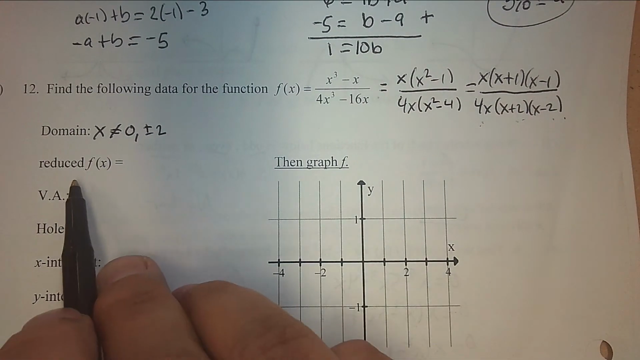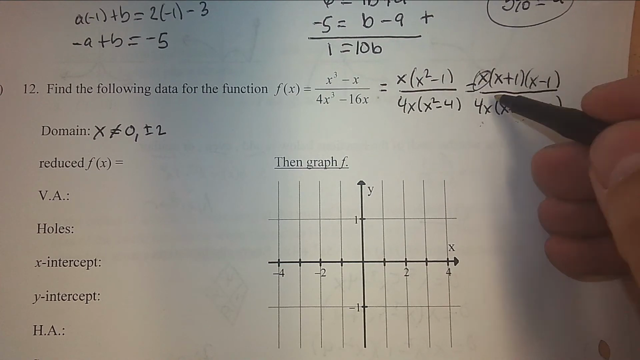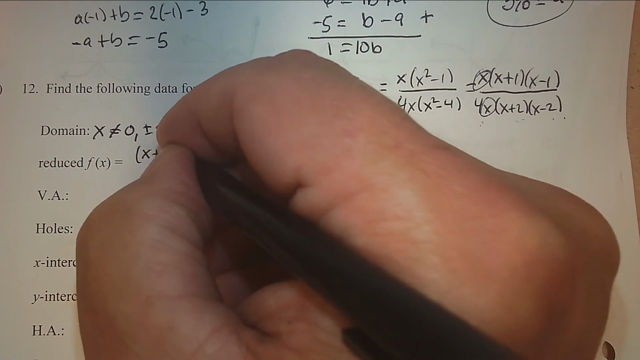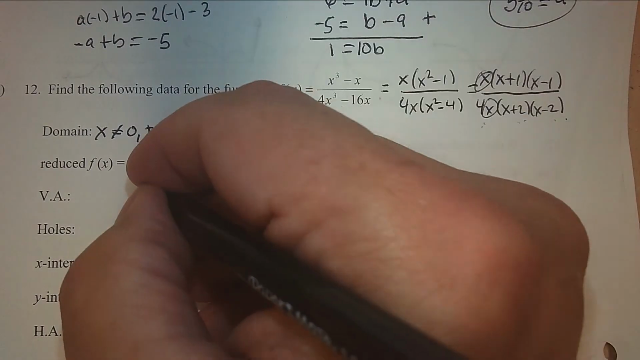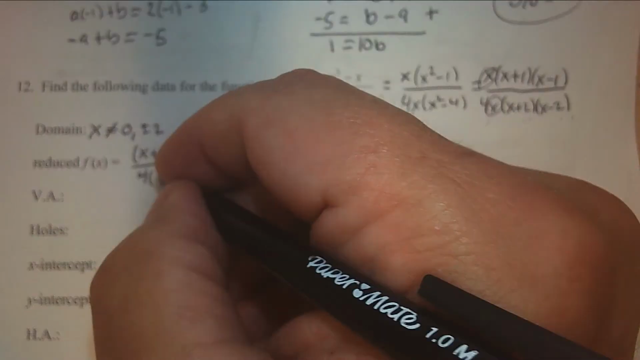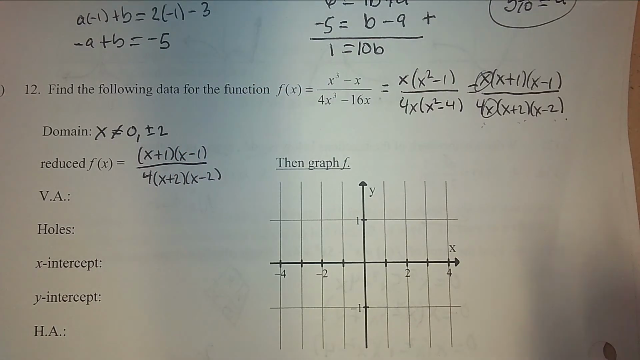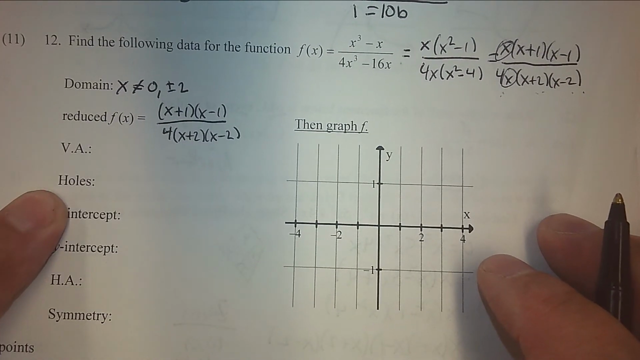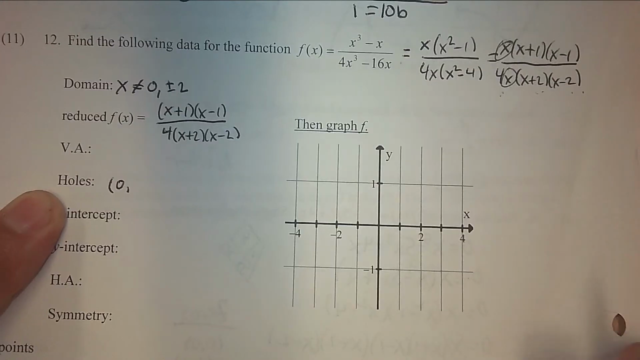Can you reduce it down? Is there anything removable? So the one thing that's removable is the x. And if I remove the x, I have x plus 1, x minus 1, and in the denominator, I have 4, x plus 2, x minus 2. Now, because it's removed, I'm actually going to skip right down here. That means there's a hole. So the x value where there's a hole is 0.